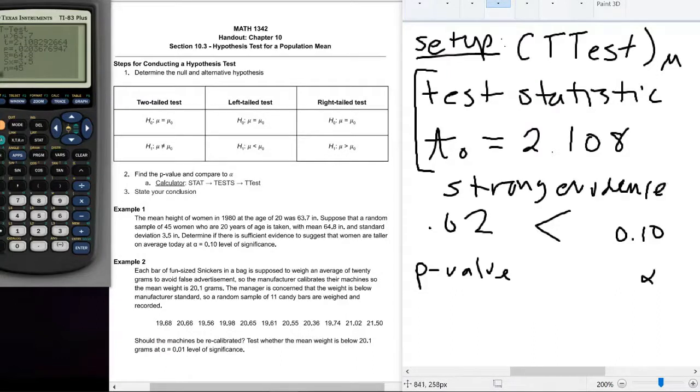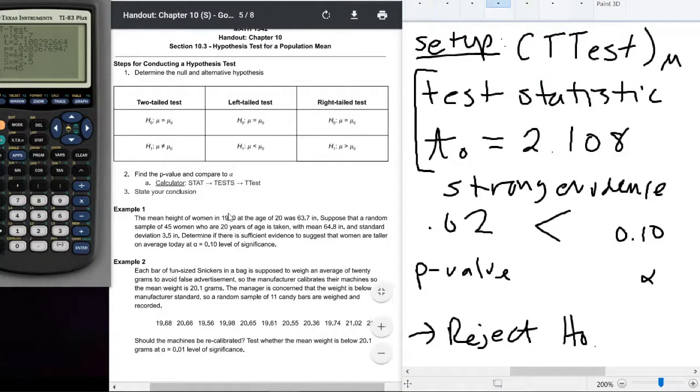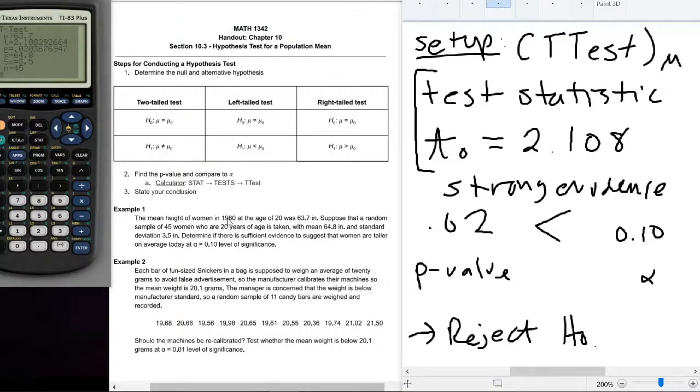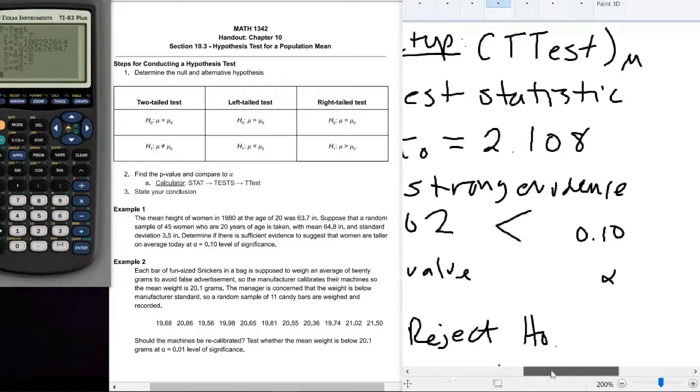That's strong evidence against the null hypothesis, therefore we reject the null hypothesis. We can reject it. So again, 1980 was a long time ago. The researcher thought this was old data, and we were able to gather strong evidence against that old claim. Therefore, we can reject it.